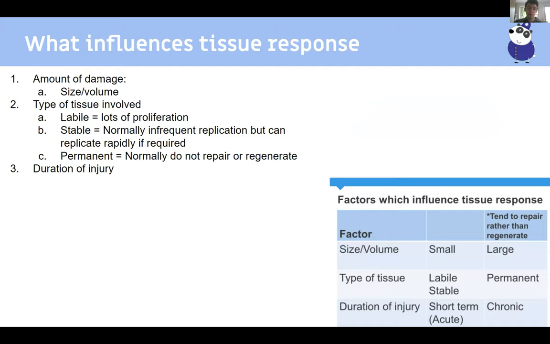If your whole body is being burnt, then you're going to have a very difficult time doing a tissue response versus a small portion. And the type of tissue involved. So it's both what initiates the damage and what receives the damage.